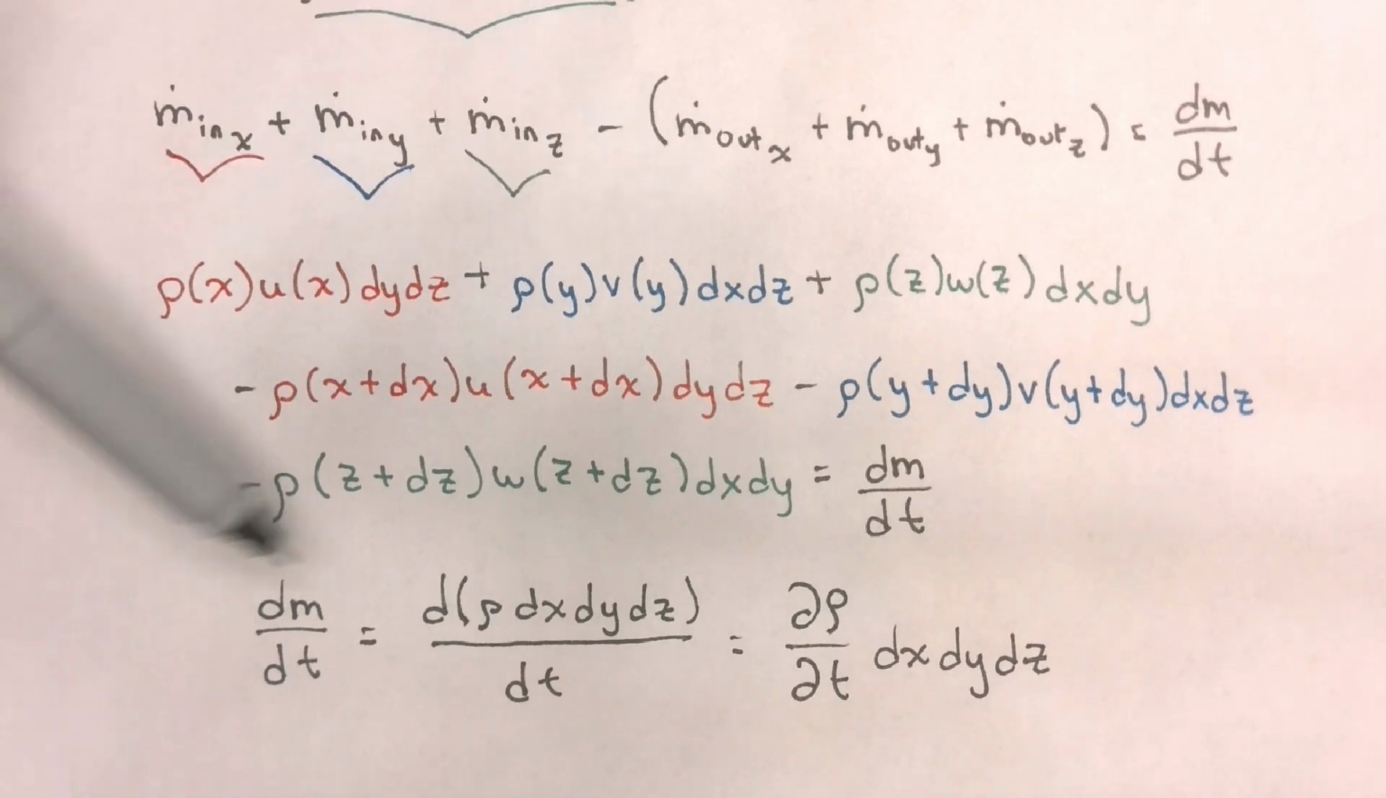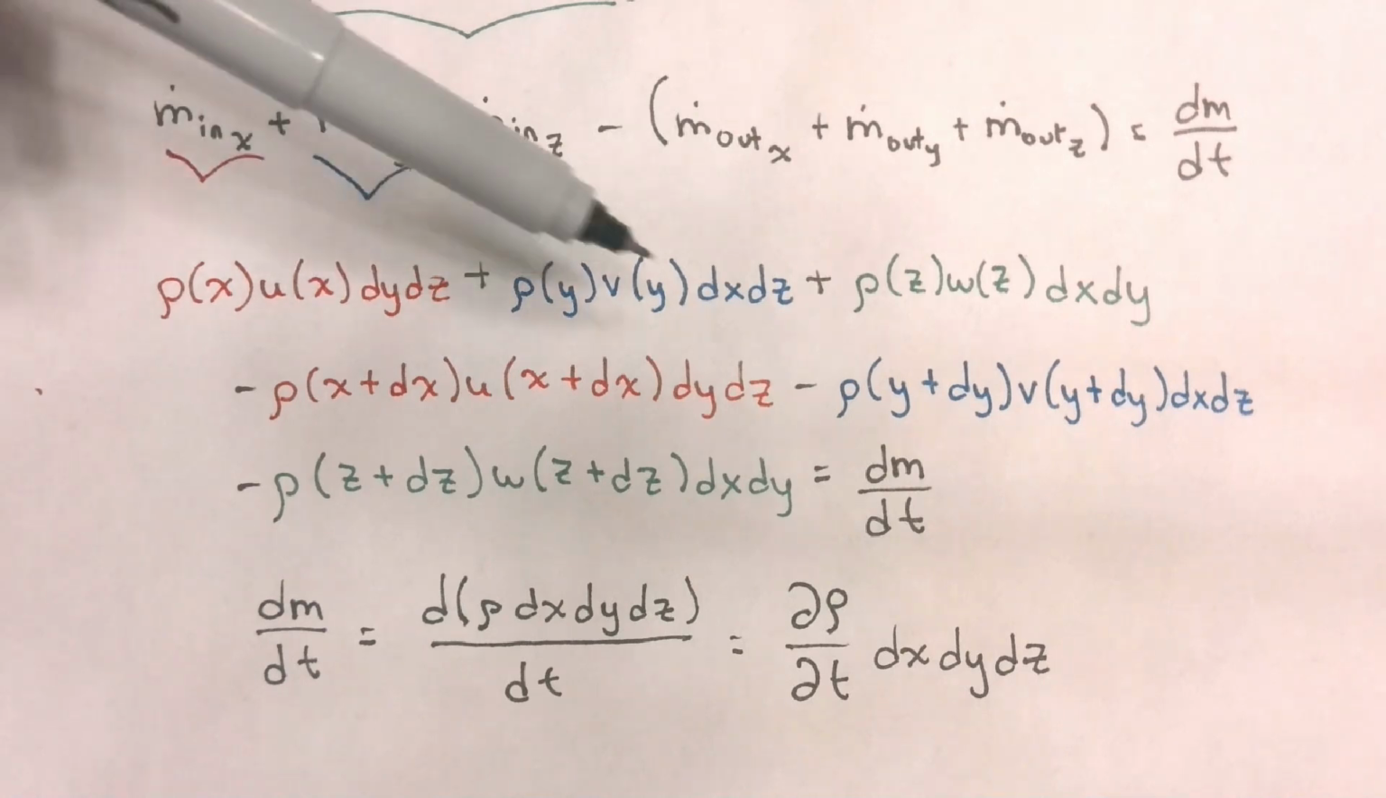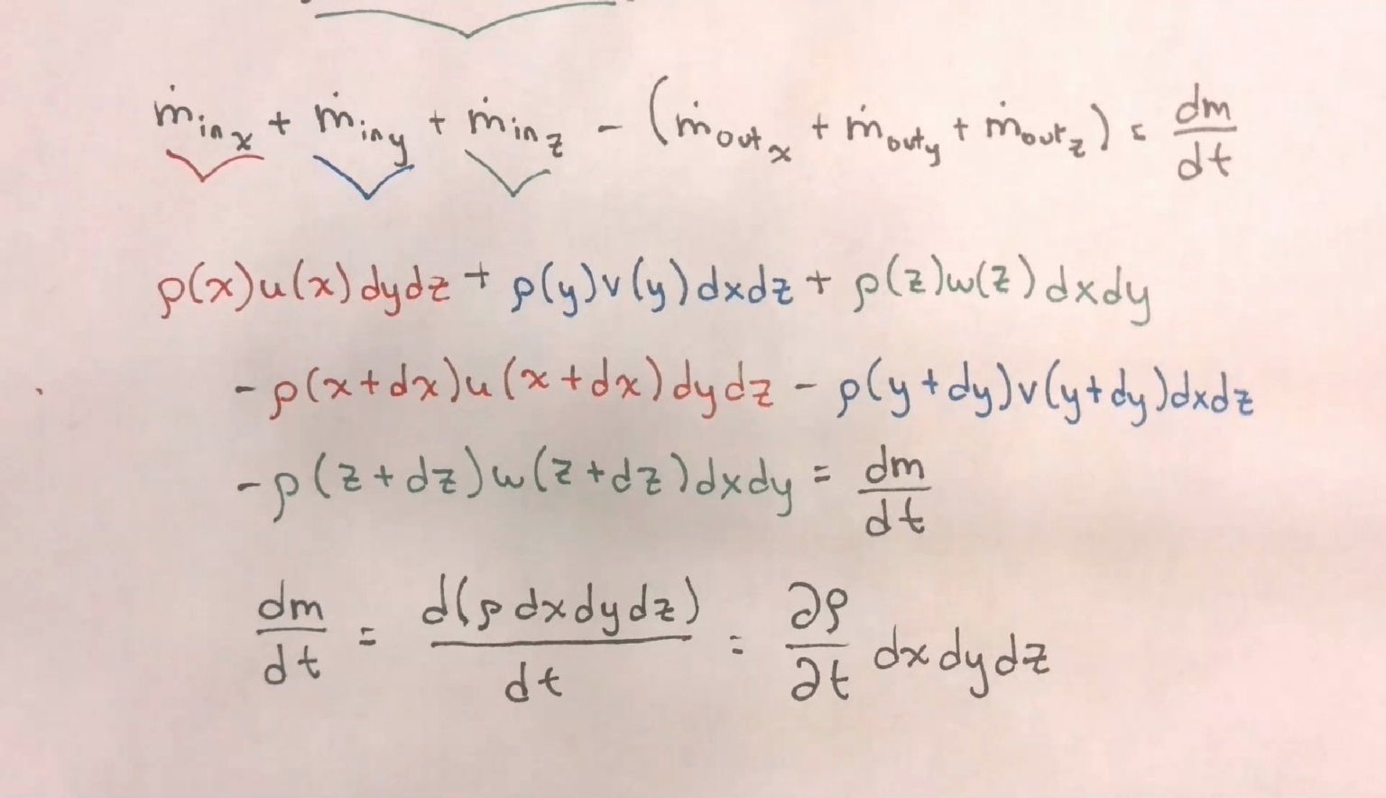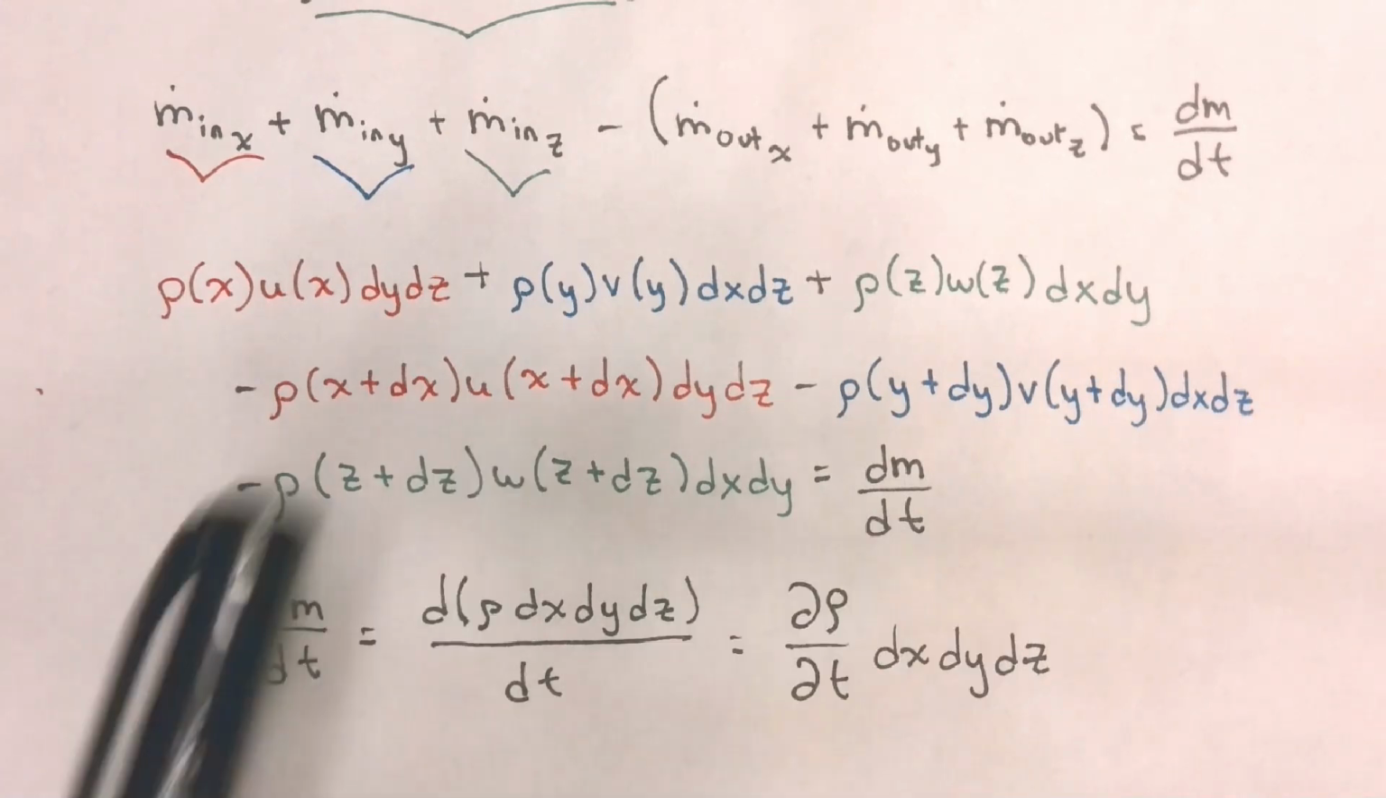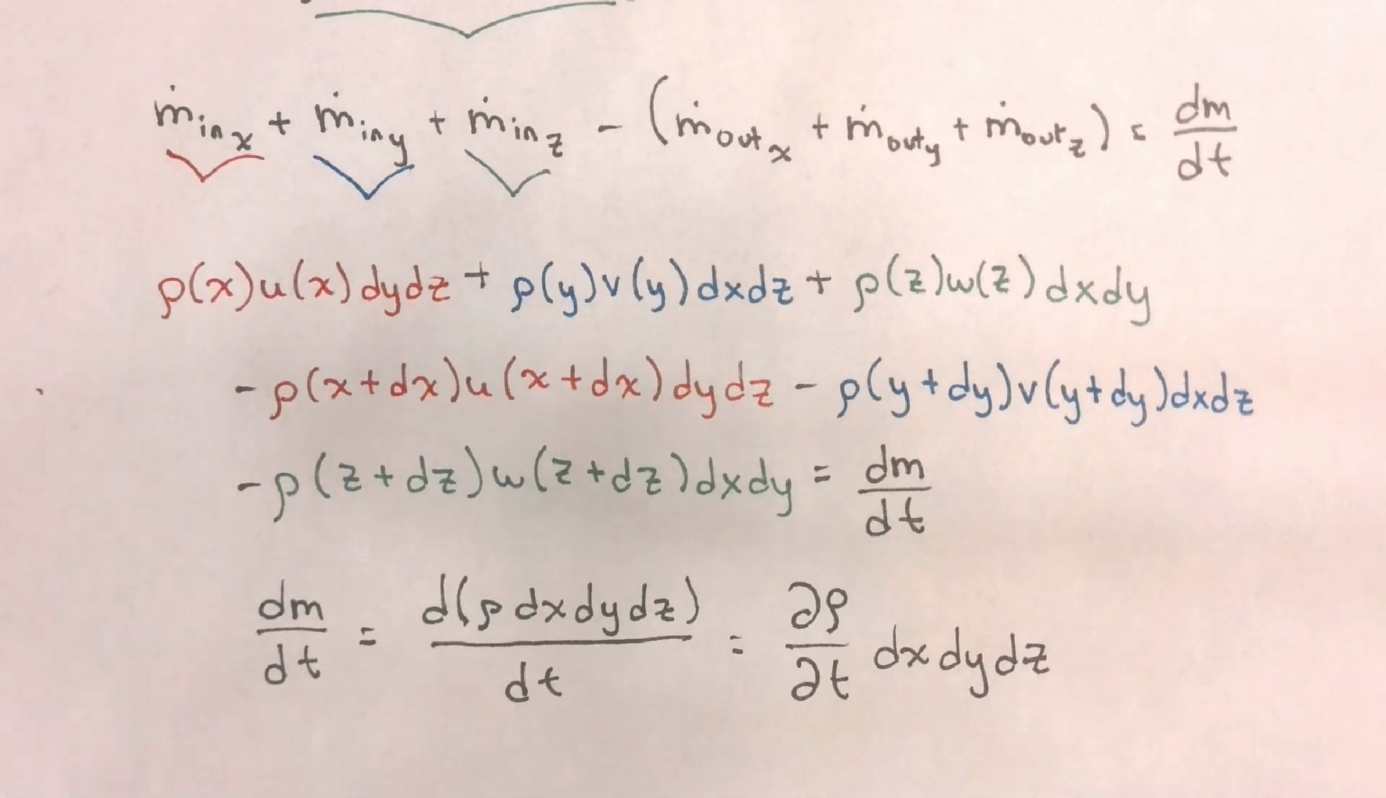Looking at what we have in the equation so far, you'll notice that we have a couple of common variables across all the terms. These common variables are the lengths of the sides of our control volume, dx, dy, and dz. So let's try to write down this equation, and let's divide everything by dx, dy, dz.